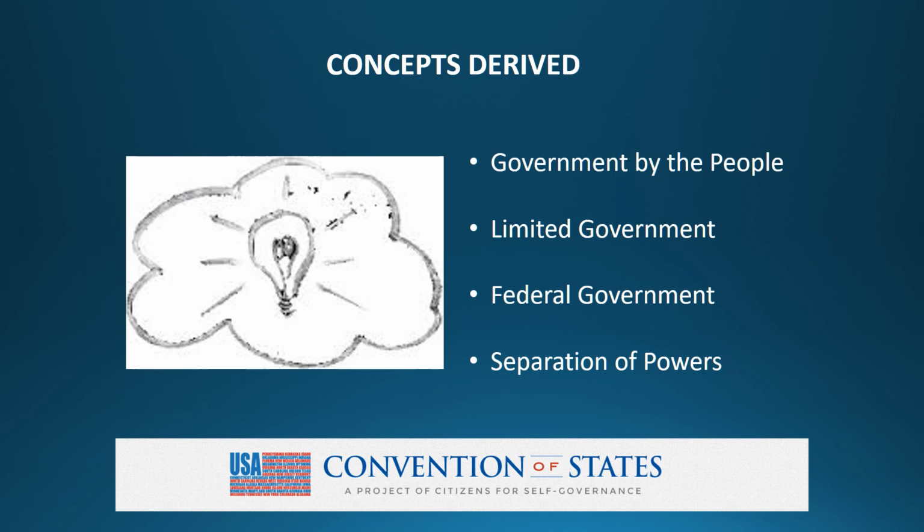Well, great concepts were derived from the writings from these sources. First, government by the people, republic. Second, limited government, its powers given by the people. Federal government, state and national powers. And separation of powers, legislative, executive, and judicial.